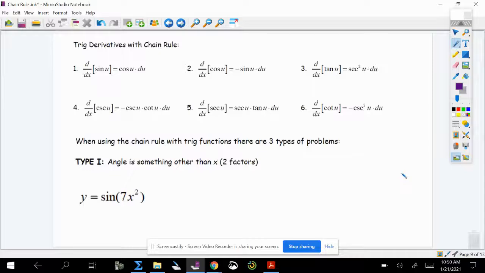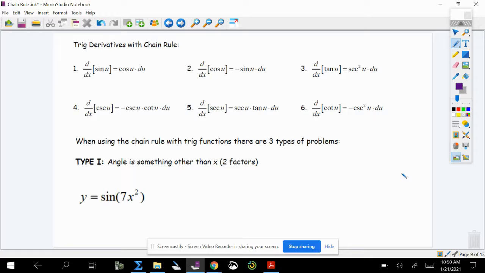Now that we've spent time looking at what the chain rule does for algebra, what the chain rule does generically, we want to look at what happens with the chain rule in respect to trig. So I have my 6 trig derivatives on the screen in front of you. They should look very familiar. You should know that the derivative of sine is cosine. You should know the derivative of cosine is negative sine. You should know the derivative of tangent, secant, cosecant, cotangent. So all of these are not necessarily new.